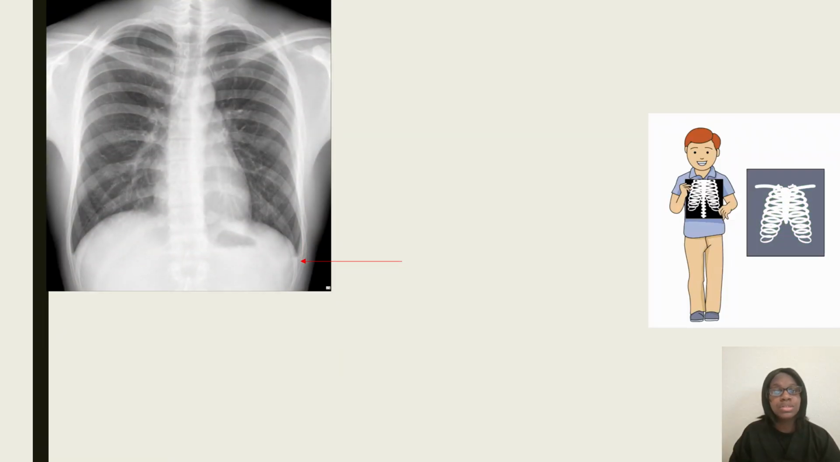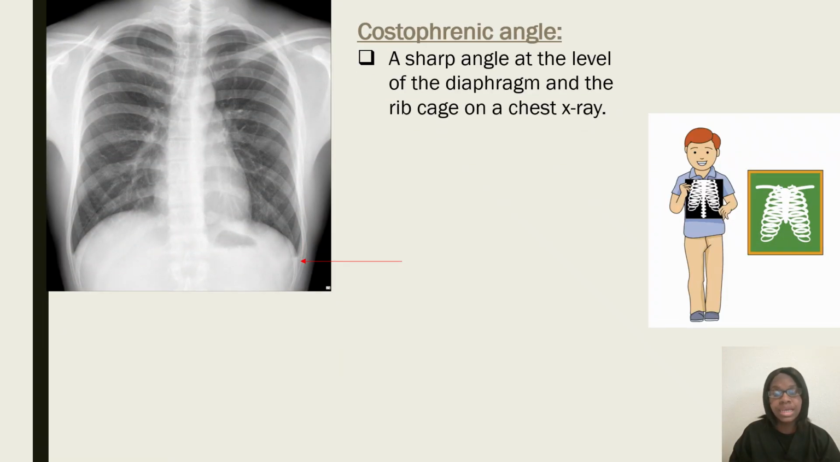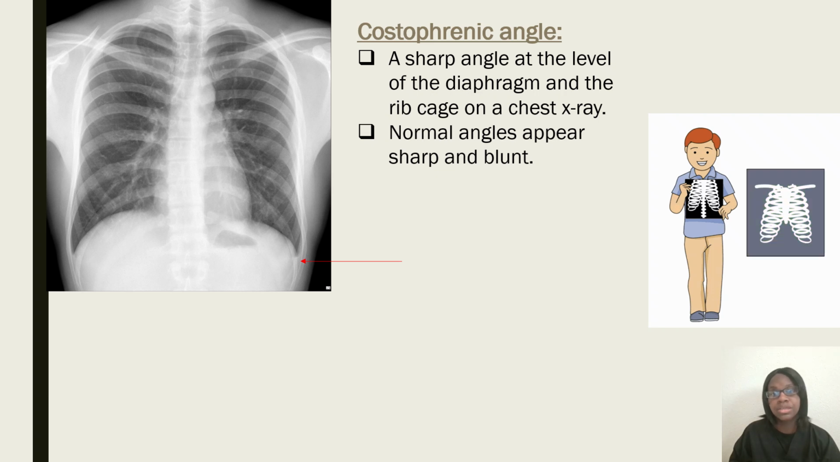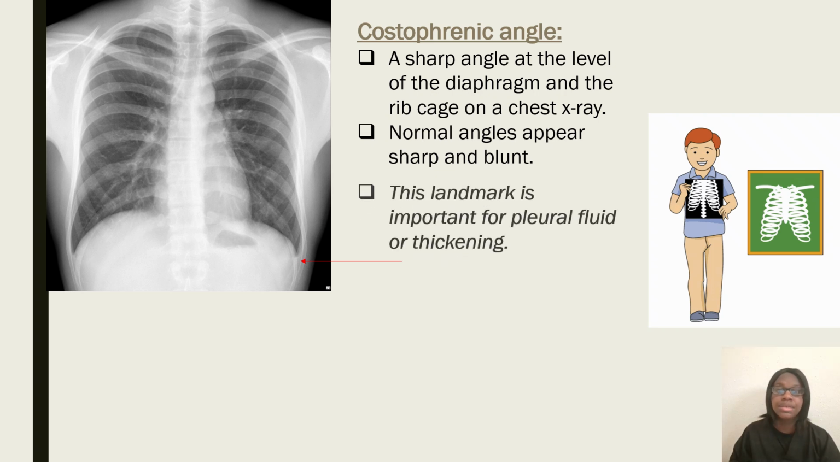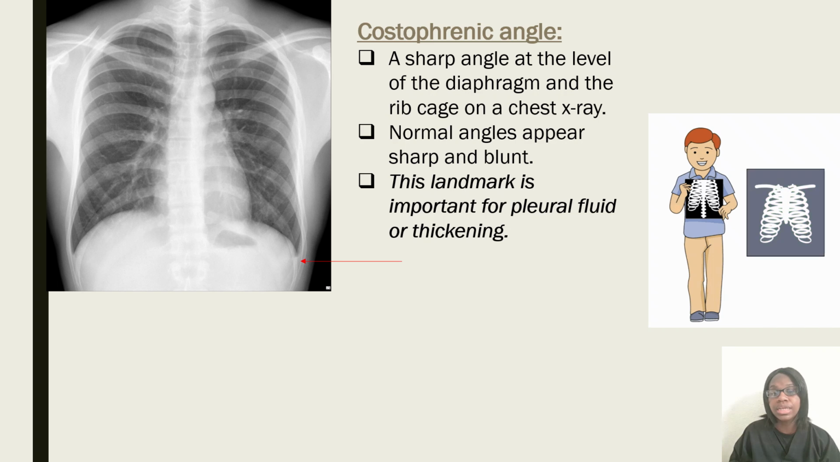And now we're going to talk about our costophrenic angle. This is a sharp angle at the level of the diaphragm and the rib cage on a chest x-ray. Normal angles appear sharp, not blunt, and this is an important landmark for pleural fluid or thickening.